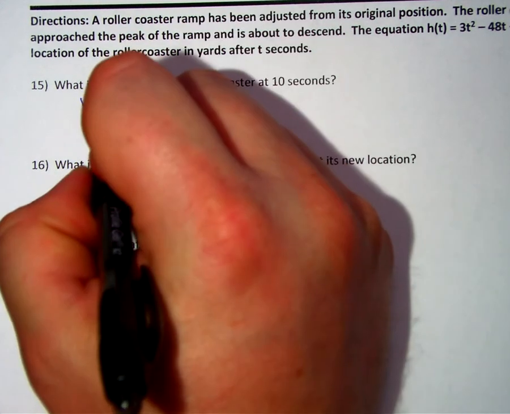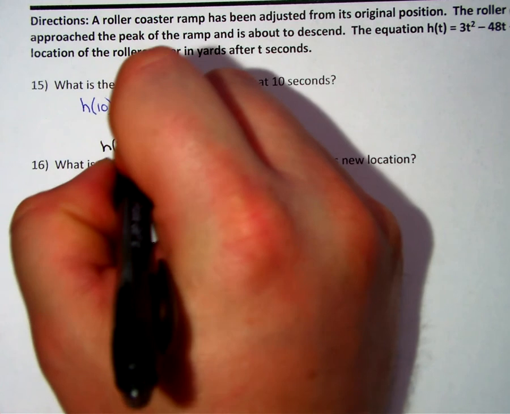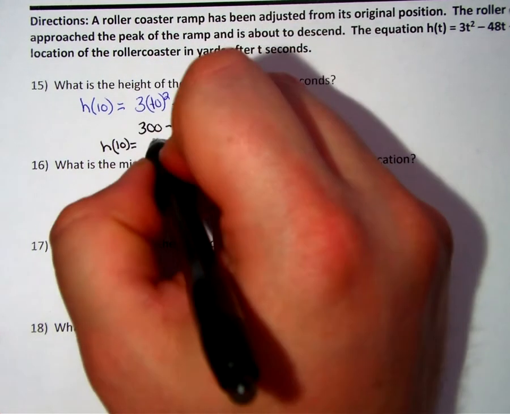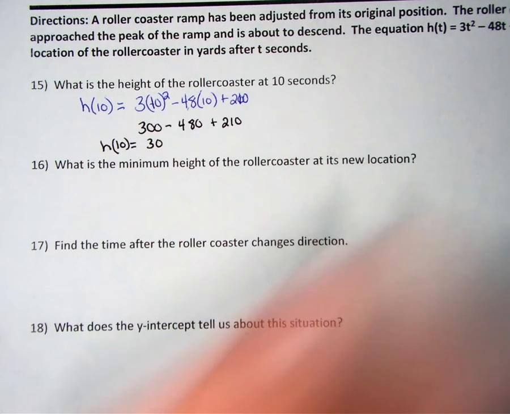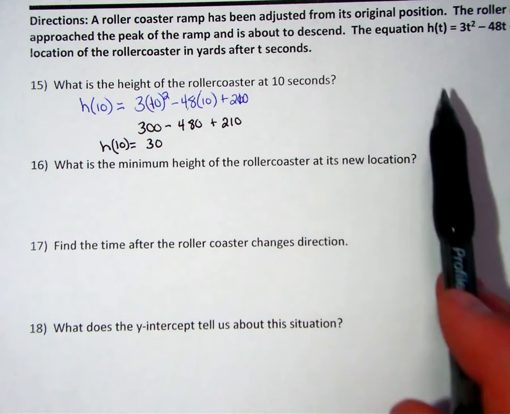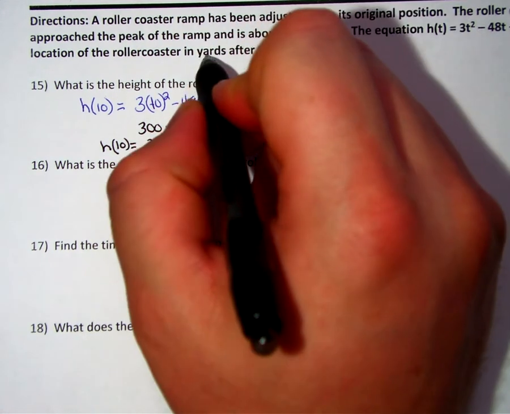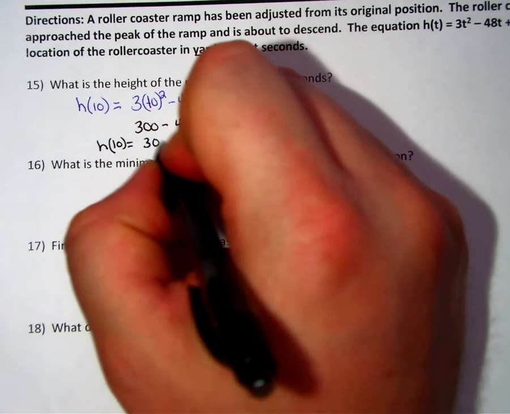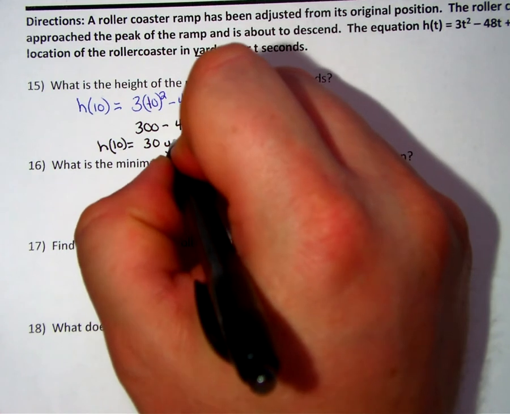So h of 10 is equal to 30. Now what does 30 represent? We were told yards. So h of 10 is equal to 30 yards.